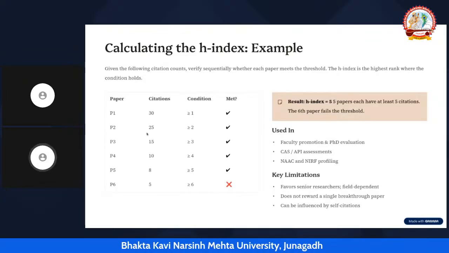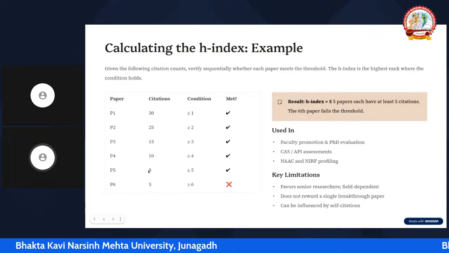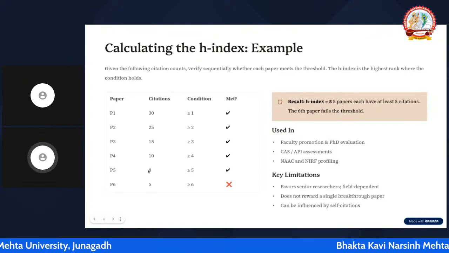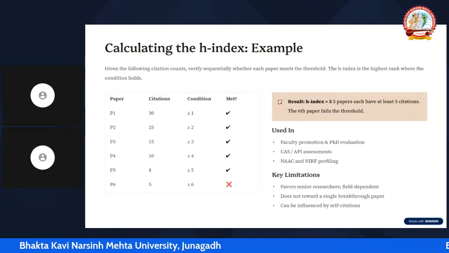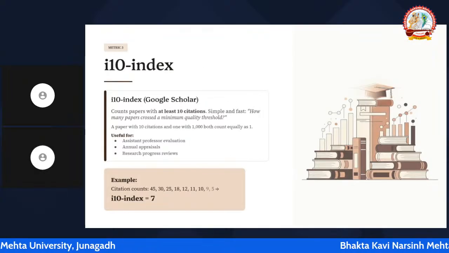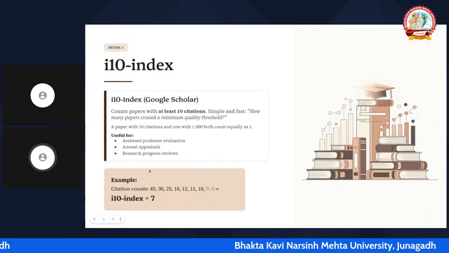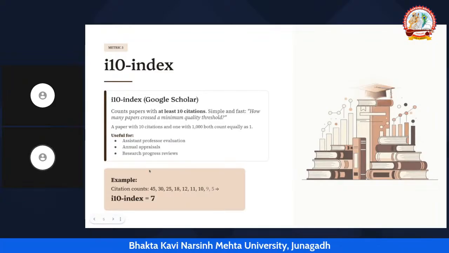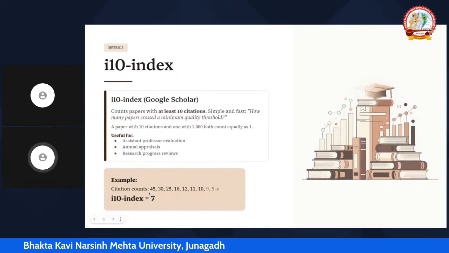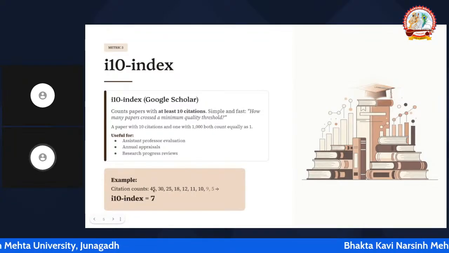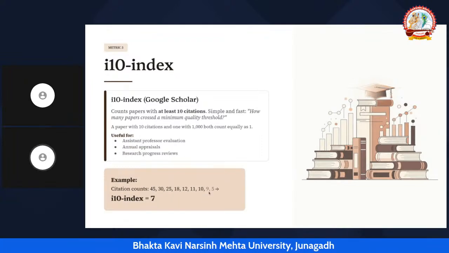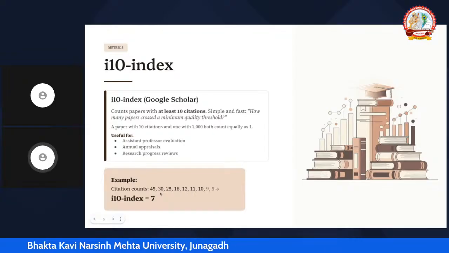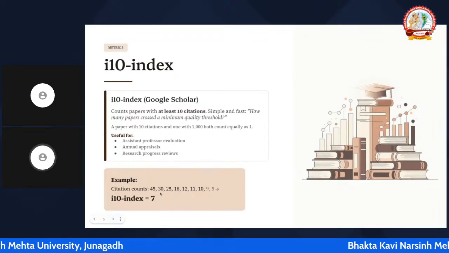So which papers are covered? The top five papers. So I can identify that this particular author has an H index of five. That means they have five papers with at least five citations. This is the understanding of the H index. Now the i index: we have the total number of papers that are cited. As you can see here, the citation counts in the bottom rectangle are 45, 30, 25, 18, 12, 11, 10, 9, and 5. So we have identified a total of 9 papers that have been published.